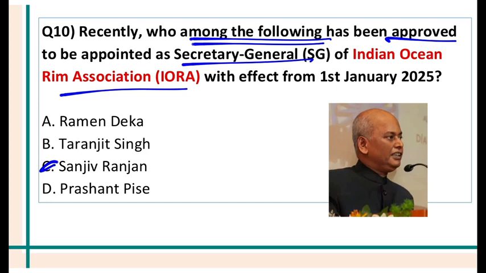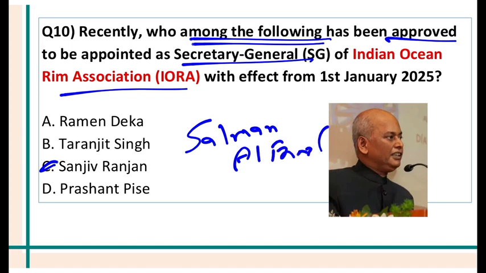And he will replace Mr. Salman Al Farisi from Indonesia, who was the Secretary General of IORA from 1st January 2022 to 31st December 2024. And Sanjeev Ranjan is an IFS officer. He has been India's ambassador to countries like Argentina, Colombia and all these, right?